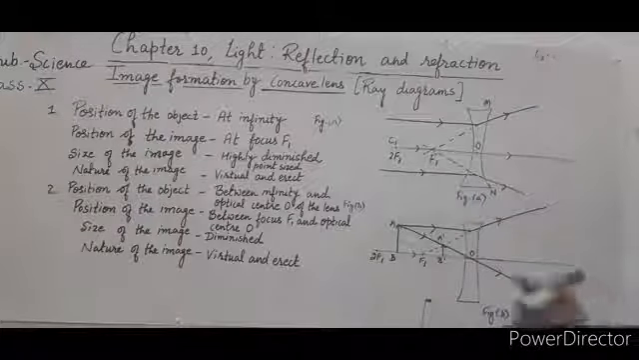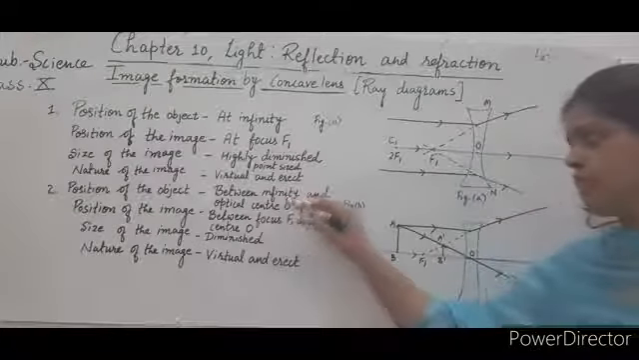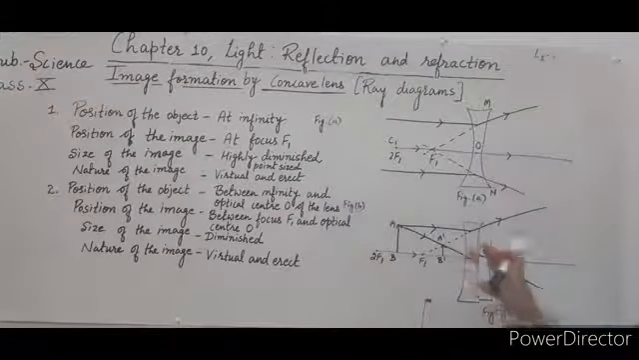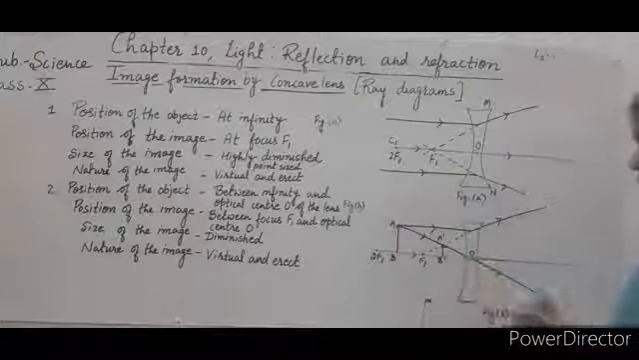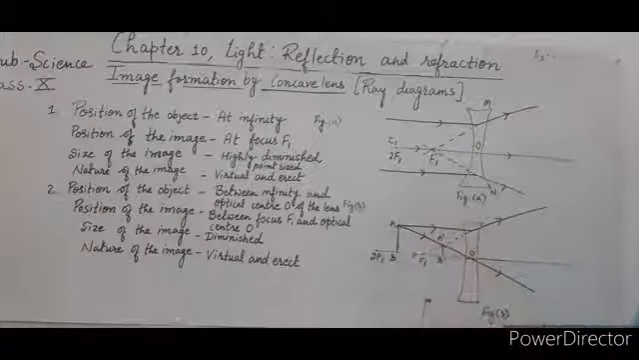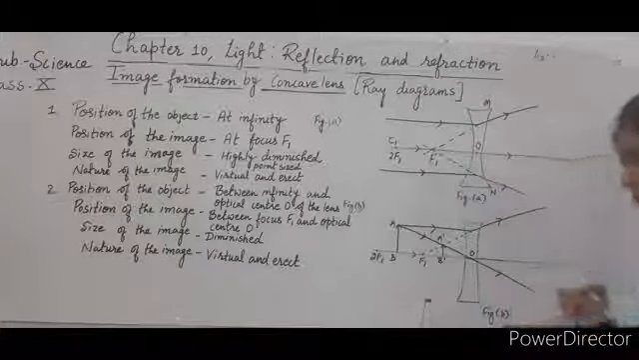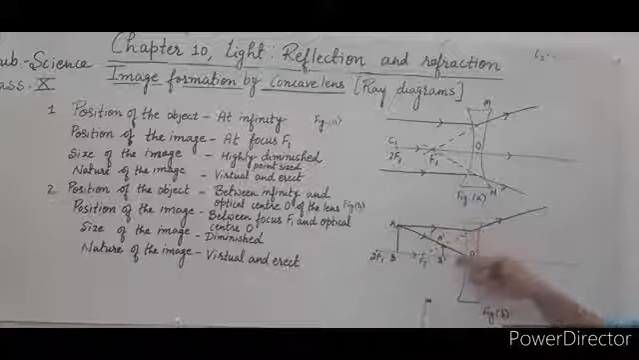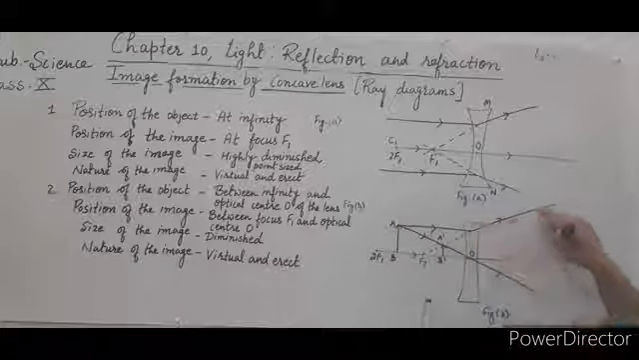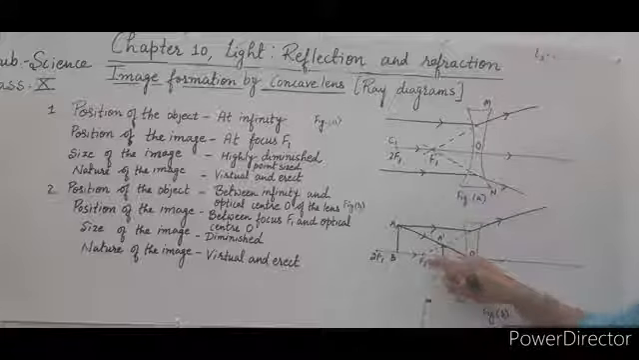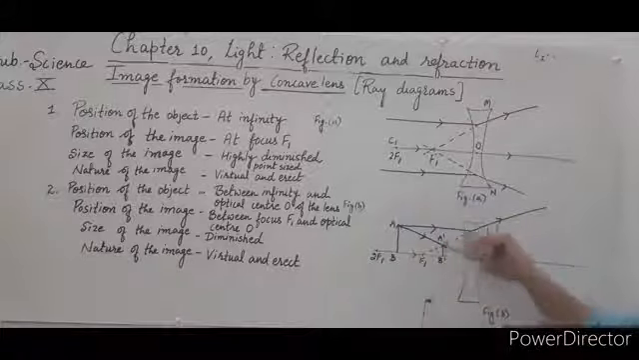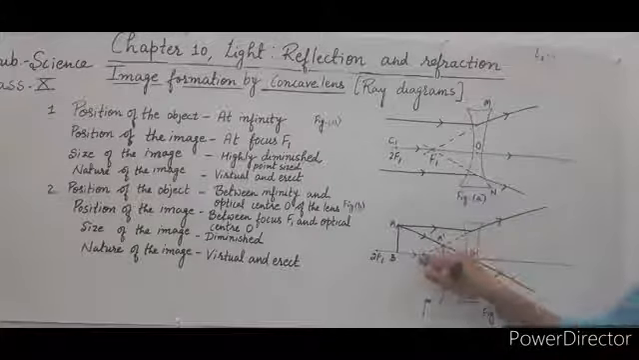Second case, when the object is present between infinity and the optical center O of the lens. Here the object AB is present. Now, where does the image formation take place? Let's see. The first ray passes parallel to the principal axis. After refraction, it appears to diverge from the focus F1, present on the same side of the lens. When we extend this line, you will find that it joins at F1.